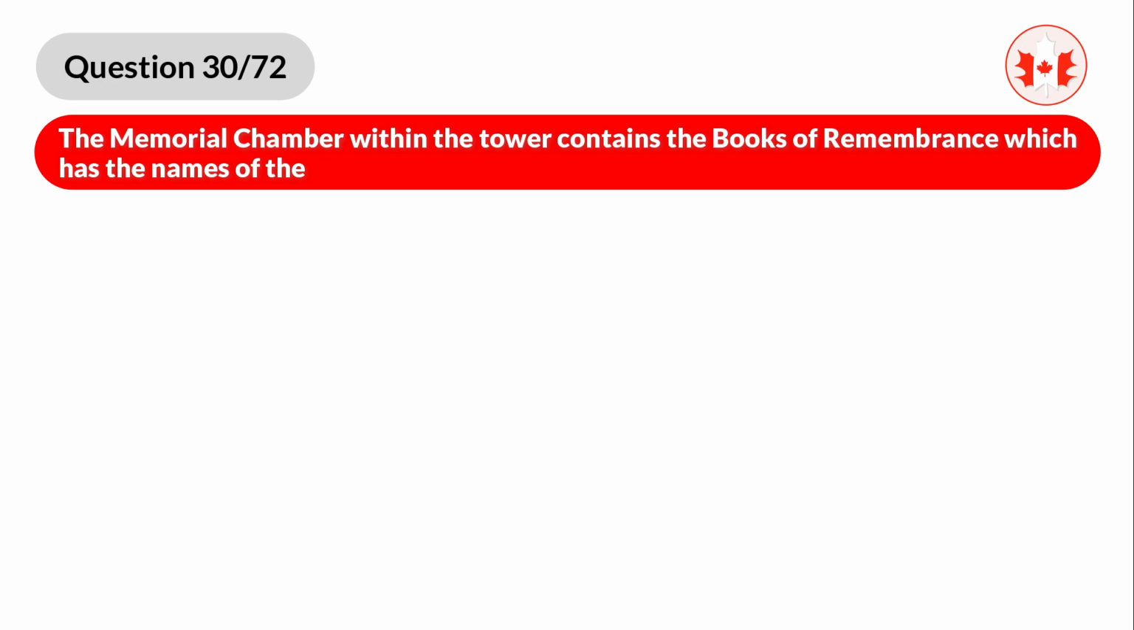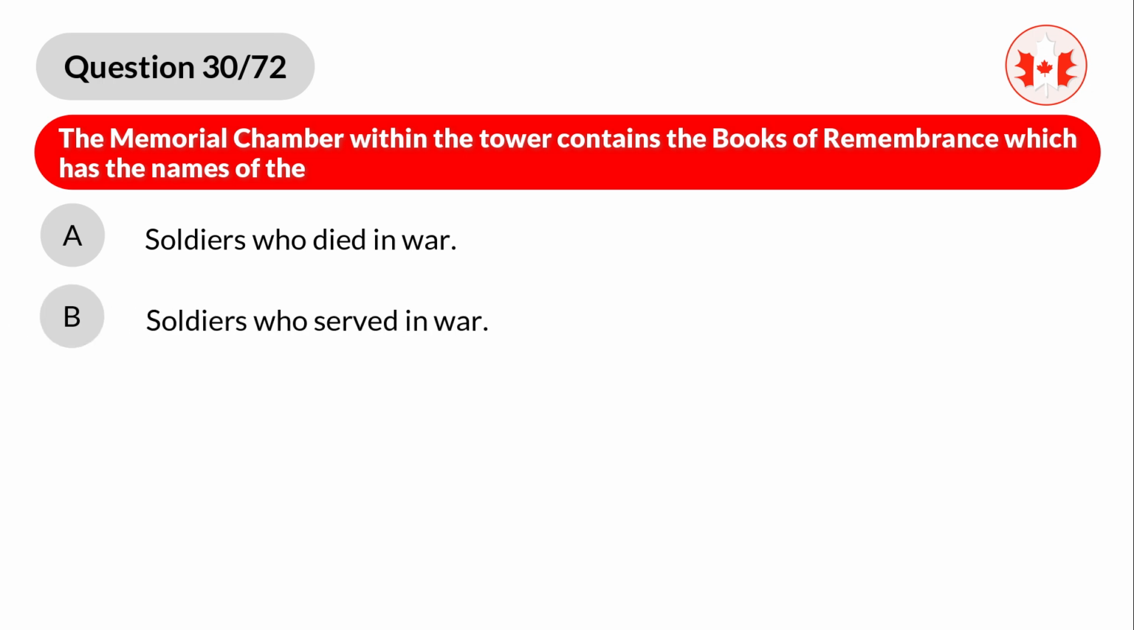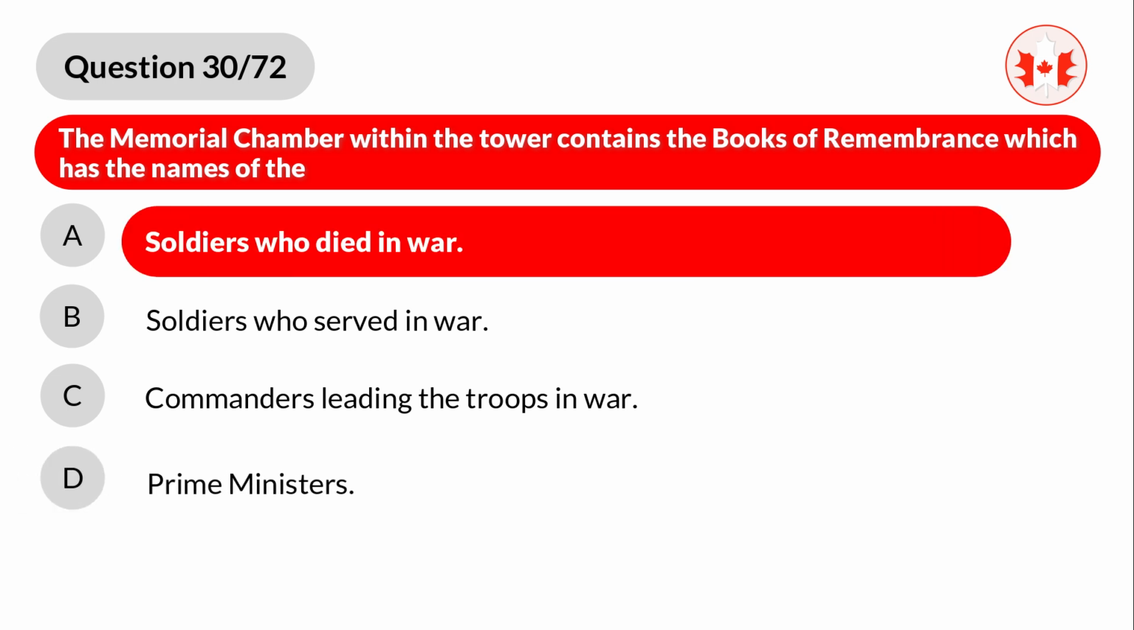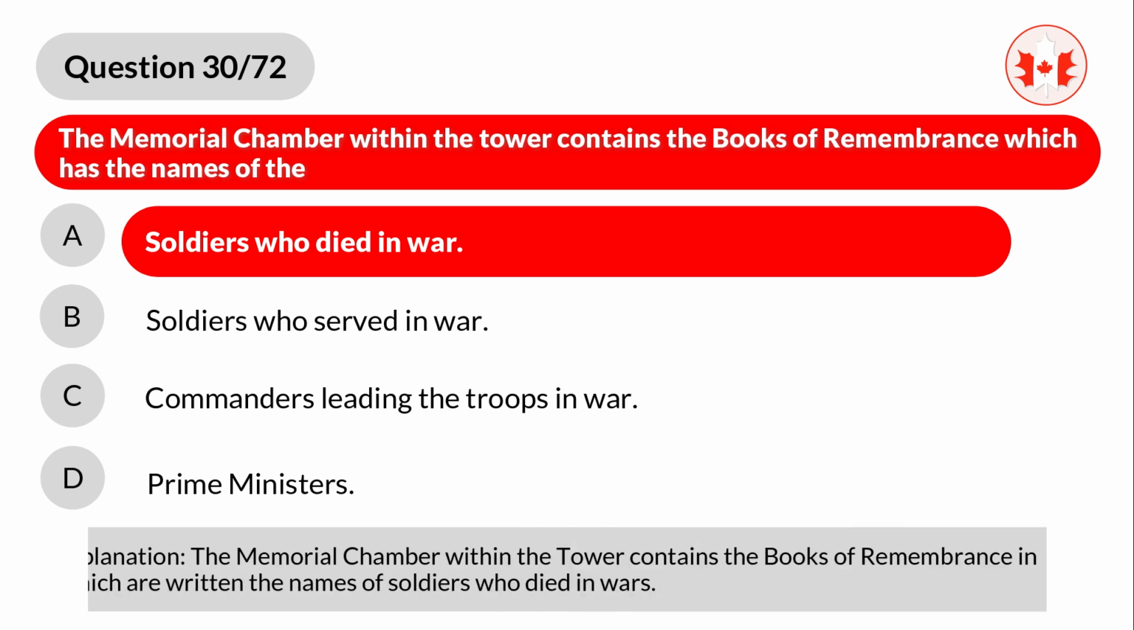Question 30. The memorial chamber within the tower contains the Books of Remembrance, which has the names of the A. Soldiers who died in war. B. Soldiers who served in war. C. Commanders leading the troops in war. D. Prime Ministers. The correct answer is A. Soldiers who died in war. Explanation: the memorial chamber within the tower contains the Books of Remembrance, in which are written the names of soldiers who died in wars.